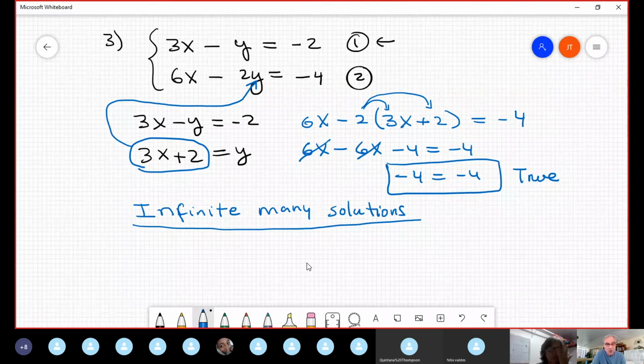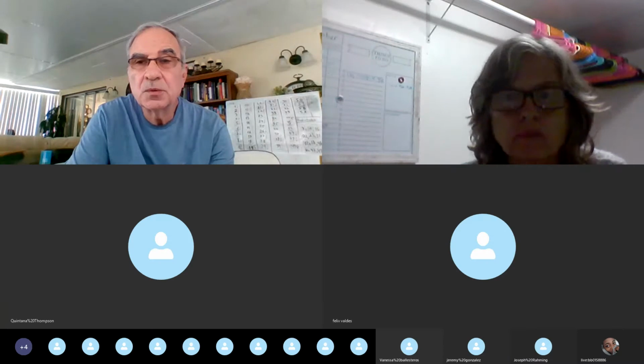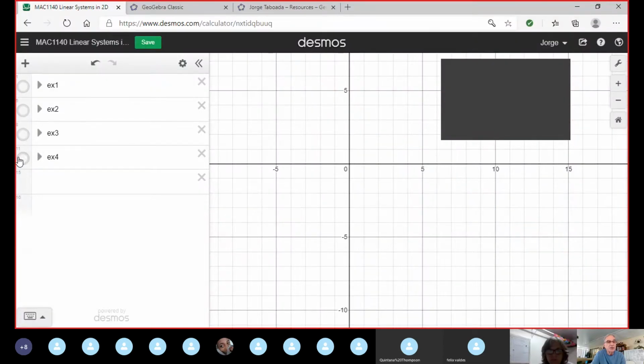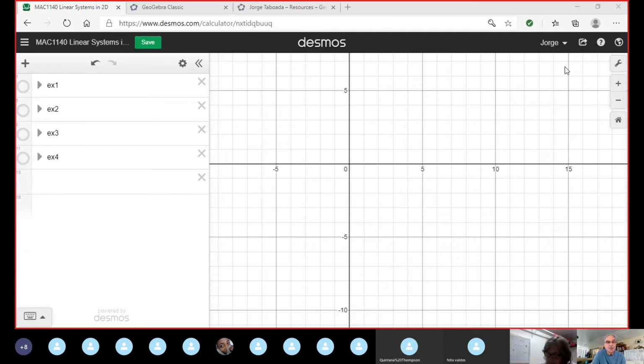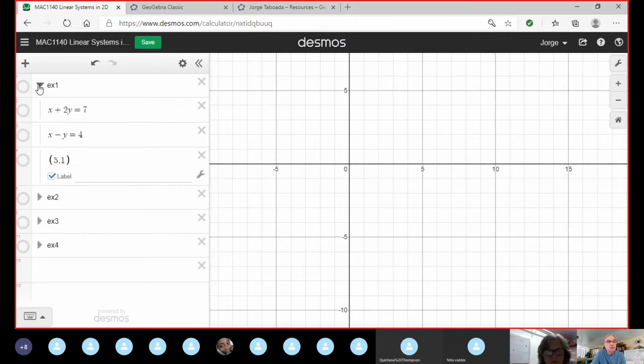So I want to see now 1, 2, and 3. Let me go to Desmos. Okay. I want to switch to Desmos. Switching window. Okay, there you go. Okay, this is example 1. Example 1, remember, was this system: x plus 2y equals 7, equation number 1, x minus y equals 4, equation number 2, and we discovered on a piece of paper that the solution is (5,1).